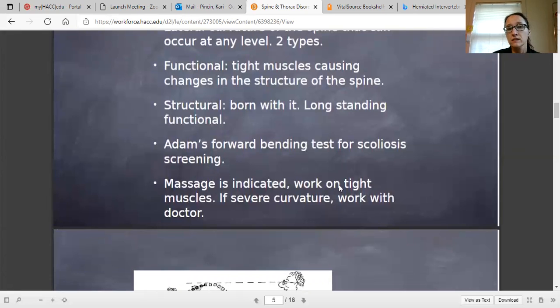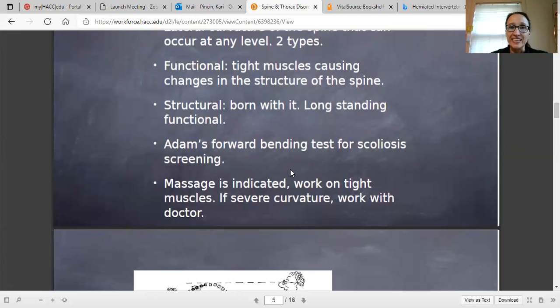So the Adams test is the test for scoliosis screening. This actually picks out structural versus functional scoliosis too. So if they bend forward and the curve stays, it's structural. If they bend forward and the curve disappears, it's functional, because the muscles are then pulling the spine straight as they extend. Okay.